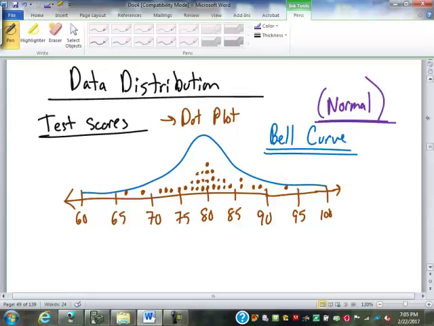The reason it's called a normal curve is that it is the shape that data in nature normally takes. If you look at the height of people, it forms approximately a bell curve. You look at norm reference tests. Most of your high-end tests, like your ACT and stuff like that, if you put the people's scores on there, would form a bell curve.